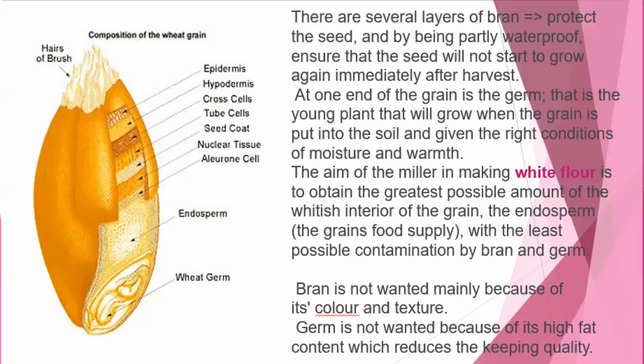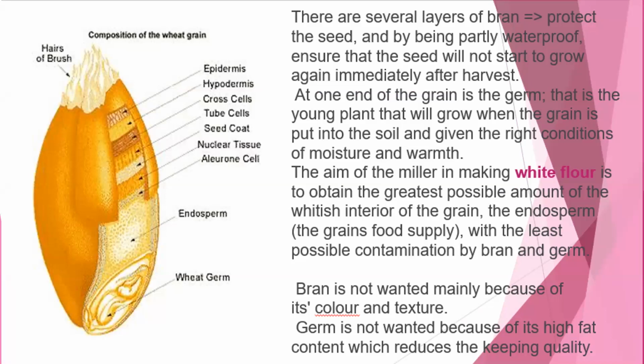Now let us see the composition of wheat grain. Basically, there are three parts, that is bran layer, endosperm, and wheat germ. Bran layer contains almost 7 layers, including epidermis, hypodermis, cross cells, tube cells, seed coat, nuclear tissue, and aleurone cells that are just touching the endosperm layer.